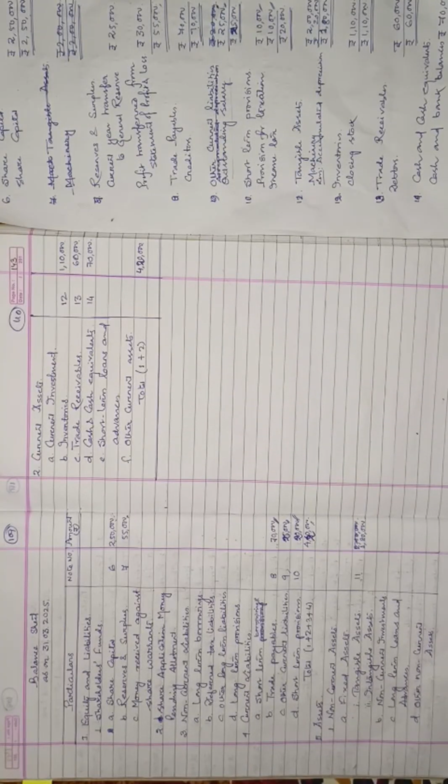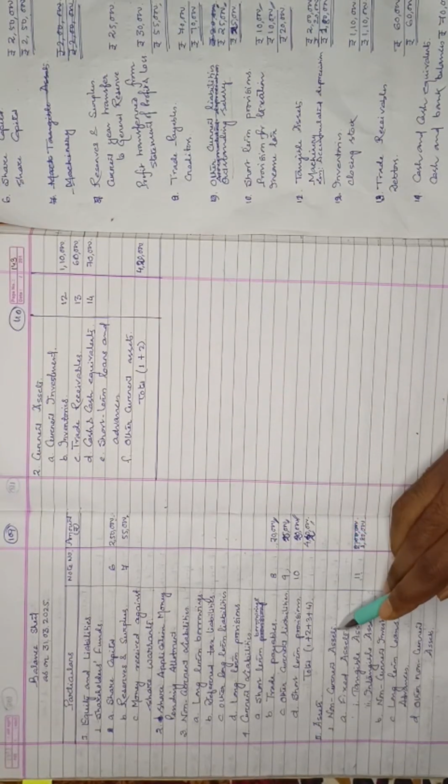While reading the trial balance, I told you that accumulated depreciation is shown on the credit side of the trial balance. But it is not as such a liability. You have not borrowed money from anyone, so this is not your liability. We will show it as a contra asset, to offset the value of the fixed assets. We will adjust it from the tangible assets, from the fixed assets.